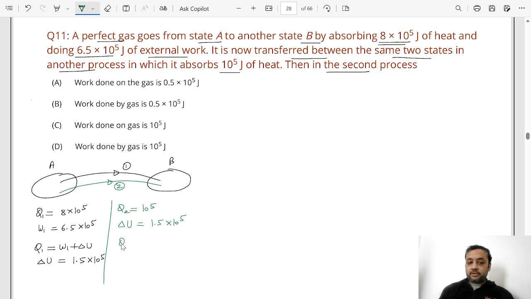So again, using the first law of thermodynamics, Q2 is equal to W2 plus delta U. So 10 to the power 5 will be equal to W2 plus 1.5 into 10 to the power 5. So W2 becomes minus 0.5 into 10 to the power 5. Minus sign just means that work was done on the gas. Positive work means work is done by the gas, and negative means work is done on the gas. So option A will be the correct answer for this question.